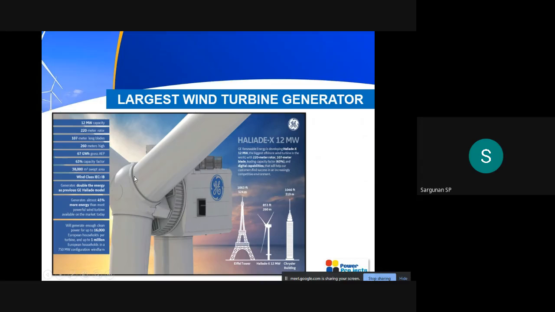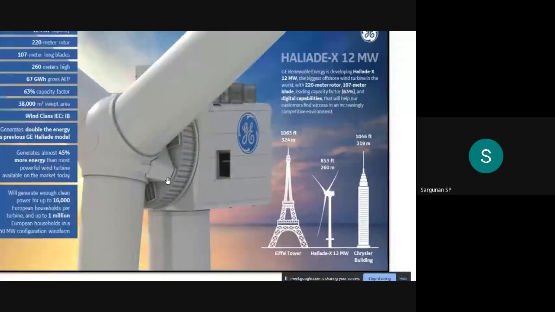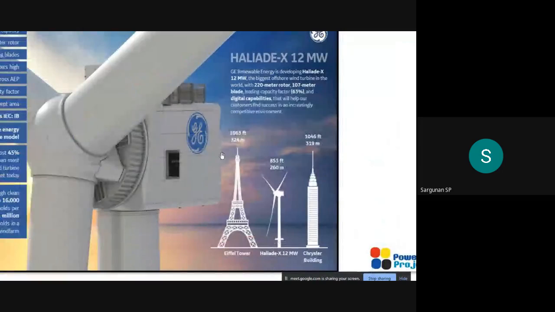But whereas in the offshore areas, we don't have any such constraints. So because of these reasons, there will be a consistent wind speed. So because of that, here you can see that the largest capacity is 12 megawatt, whereas in onshore it is only 5 megawatt. This is the single wind turbine capacity, and they are comparing it with other heights like the Eiffel Tower, etc.